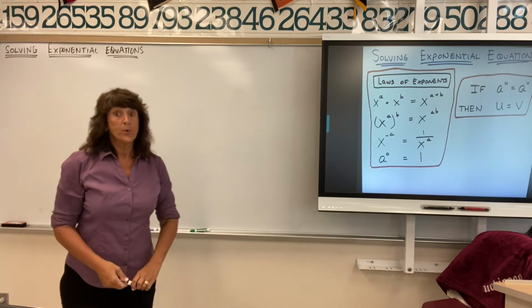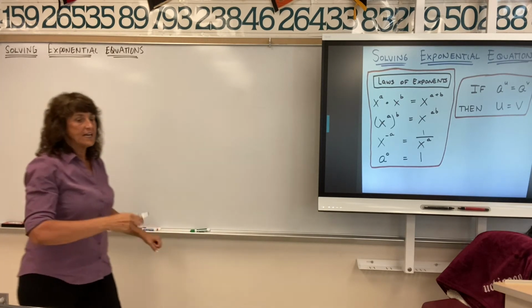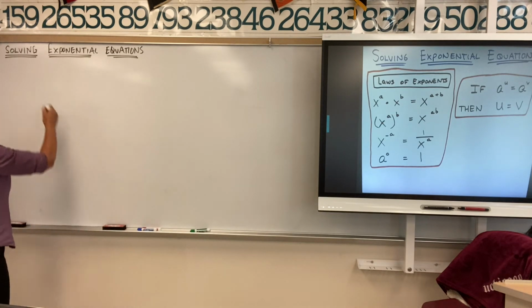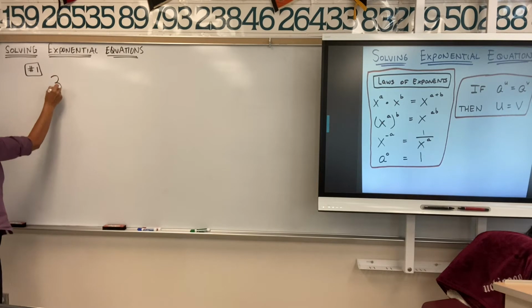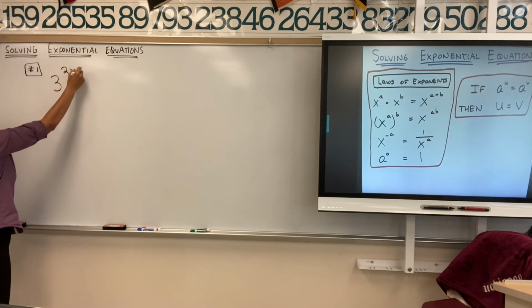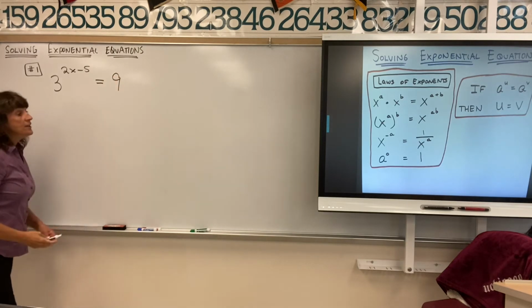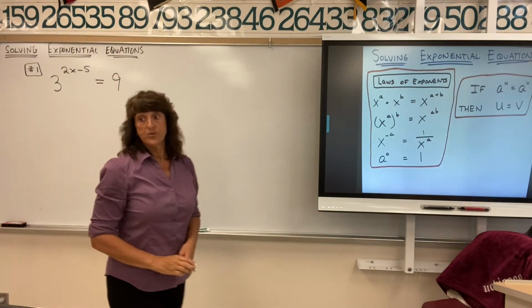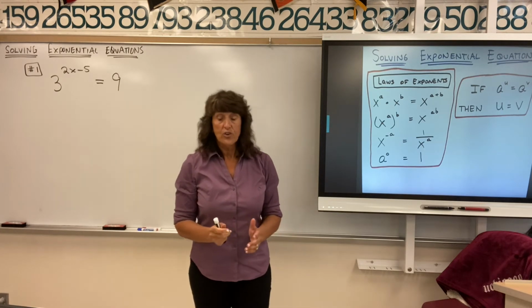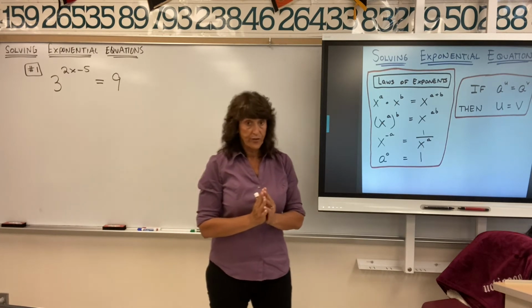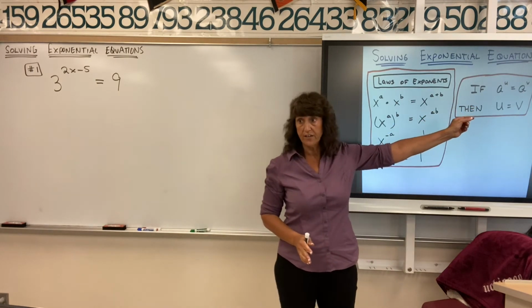Example number 1 is we're going to take 3 raised to the 2x minus 5 and set that equal to 9. So this is an exponential equation. We want to solve this for x. There's a theorem that explains to us how to solve, that's this other box over here.